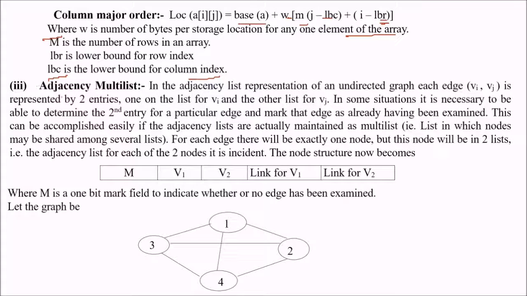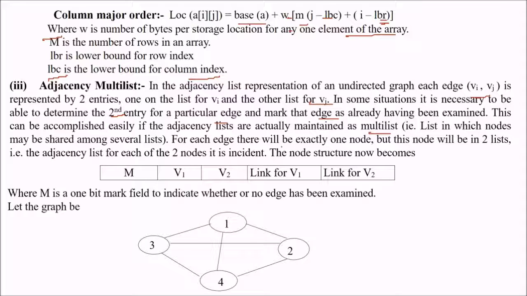Next comes the adjacency multilist. What is an adjacency multilist? In the adjacency list representation of an undirected graph, each edge (Vi, Vj) is represented by two entries, one on the list for Vi and the other on the list for Vj. But in certain situations, it is necessary to be able to determine the second entry for a particular edge and mark that edge as already having been examined. This can be accomplished easily if the adjacency lists are actually maintained as multilists, that is, lists in which the nodes are shared among several lists.